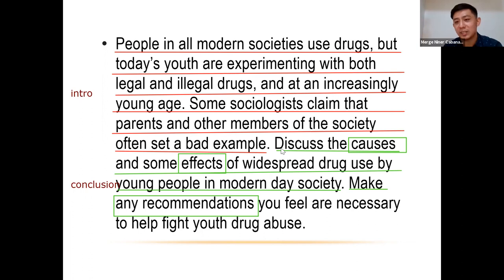That's true. But look at this, Christine. It's so easy to understand this. The question is, number one, I need to discuss the causes. I need to include the effects. And I have to make recommendations. That's the reason why it should be three paragraphs.